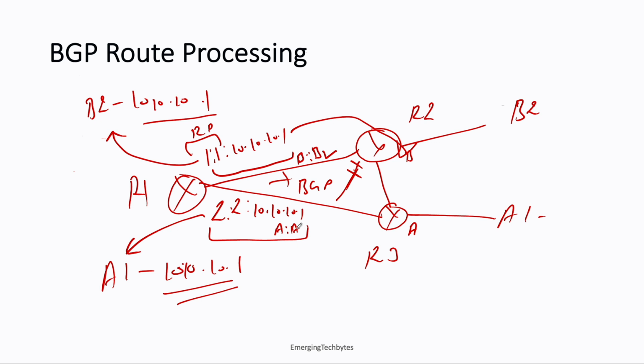I hope by now you are clear. So RT is what the peer, like in this case R3, wants to import. RD is just to make that route unique.